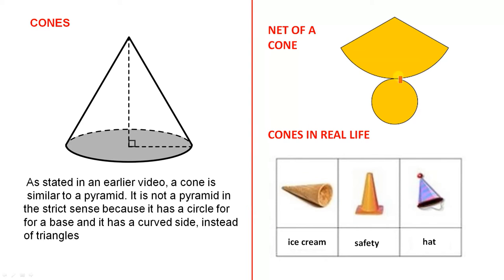Now this is the net of a cone. That is a flat surface made up of different shapes, and when that's folded up, that will give you a cone. And here are some examples of cones in real life. The ice cream cone, the safety cone that you see on roads, and the party hat.